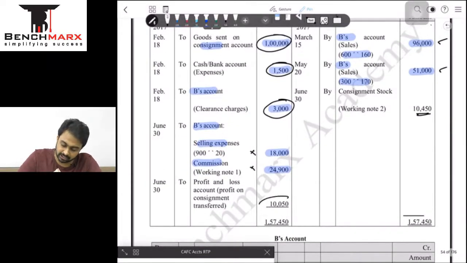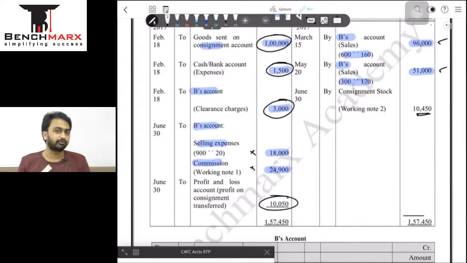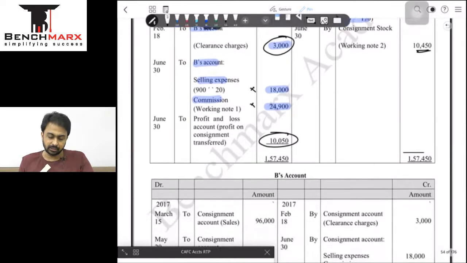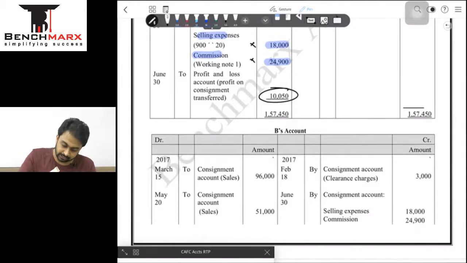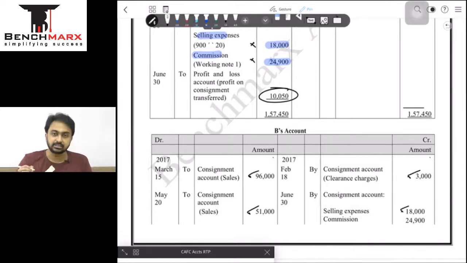Time has come to balance the consignment account, and this is the profit that is going to be transferred in the profit loss account of my business, me being the consignor. ठीक है, consignment account is done, and we have to simply make a consignee account. So I will debit the consignee for sale proceeds, appears to be 96,000 and 51,000. I'll then credit the consignee for his expenses. I'll credit the consignee for other expenses. I'll credit the consignee for the commission as well.